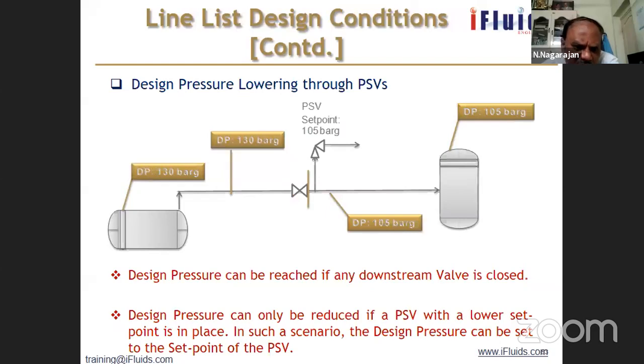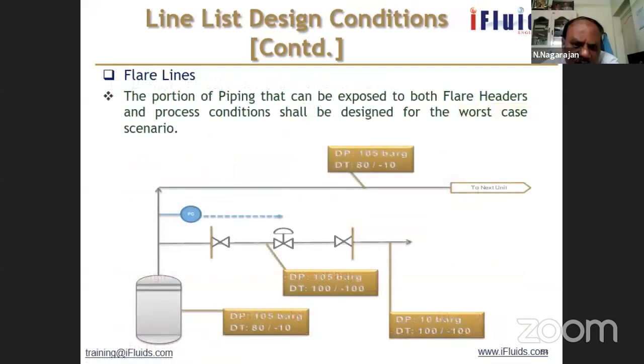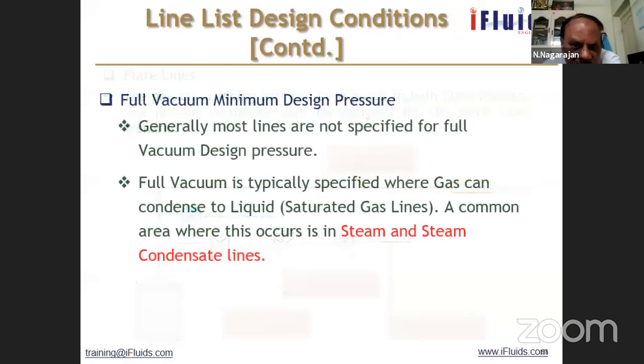This we have seen, 105 bar, 130 bar. We have just now seen a similar case here. And flare lines, the flares are operating at very low pressure conditions. So we have to put the flare conditions up to the valve. Afterwards, it will be reduced. So we have 105 bar, 80 degree, minus 10 degree. This is 105 bar up to this point, and design temperature is 100 and up to minus 100. So these are all the conditions happening in the plant depending upon the operating conditions of the plant.